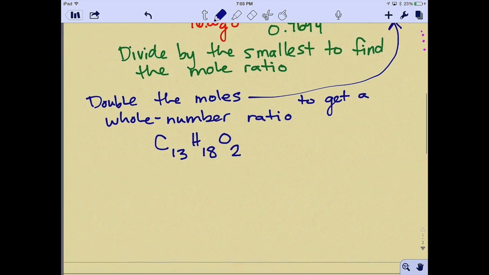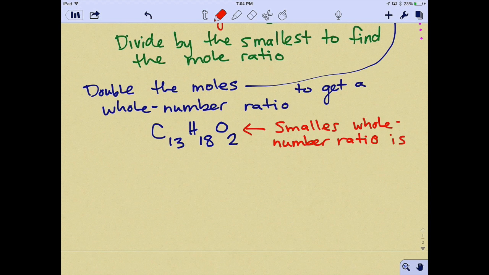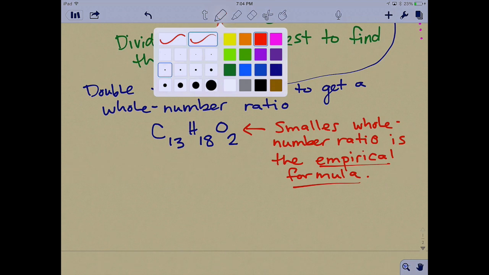So this is our empirical formula. We have our smallest whole number ratio. The 6.5 would have been okay if you weren't looking for whole numbers, but we're always looking for whole numbers of atoms, because we're not going to have 6.5 carbons. We're always looking for the smallest whole number ratio, and this is the definition of an empirical formula. Awesome. That's half our question.